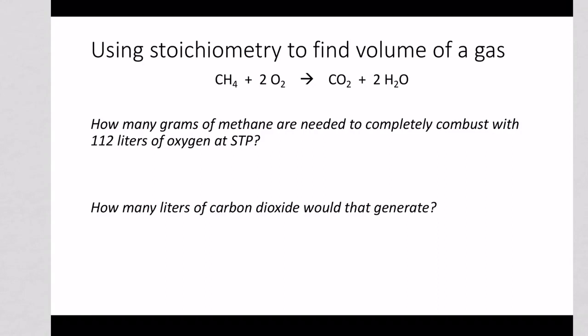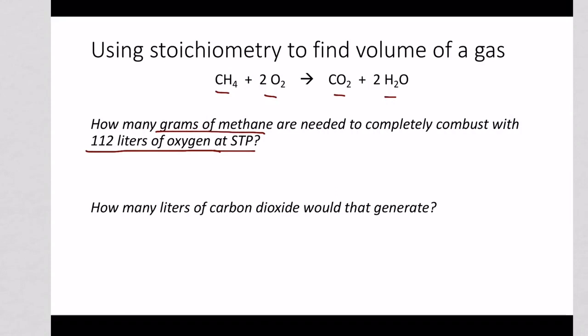Okay, so we have an equation where everything is gases here. Here is methane, which is, of course, like our Bunsen burners, and it burns in oxygen to form carbon dioxide and water. Okay, so let's start with this step here. How many grams of methane are needed to completely combust with 112 liters of oxygen at STP? Okay, so we have liters of oxygen.